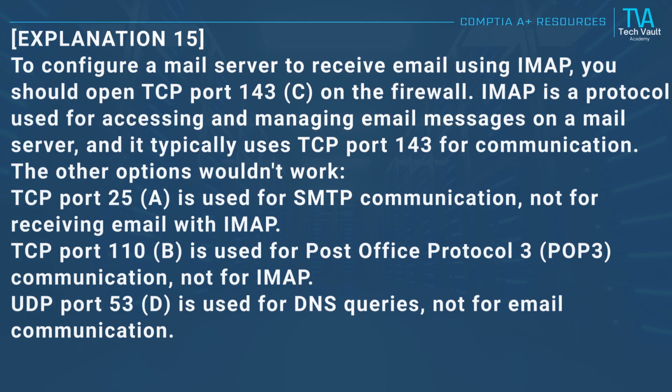To configure a mail server to receive email using IMAP, you should open C. TCP port 143 on the firewall. IMAP is a protocol used for accessing and managing email messages on a mail server, and it typically uses TCP port 143 for communication. The other options wouldn't work.